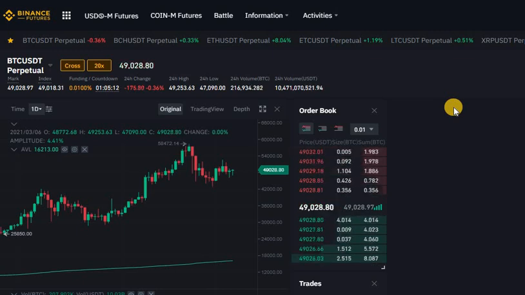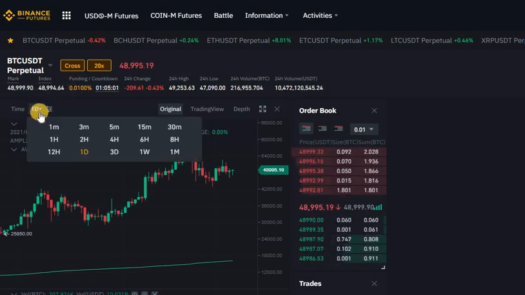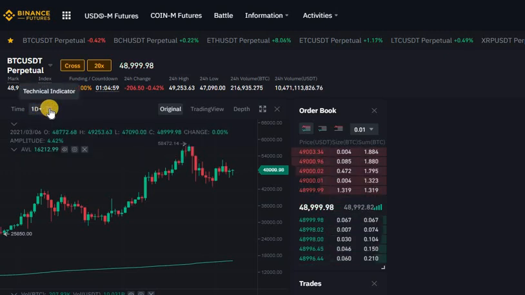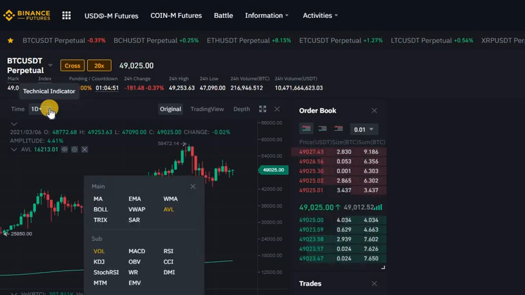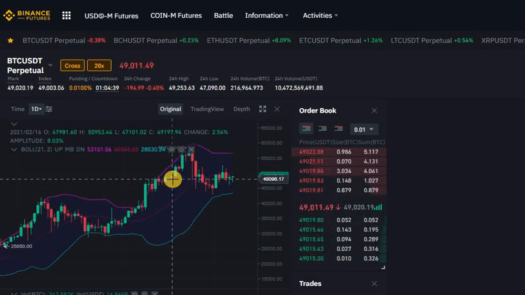Now I am going to show you exactly how to use this indicator. Right now on this chart, we are on the daily time frame. If you want to select the indicator, click on this icon right here which says technical indicator. When you click on it, select this indicator right here, this BOLL. What this stands for is Bollinger Band. That is the name of the indicator we are going to be using in this video.